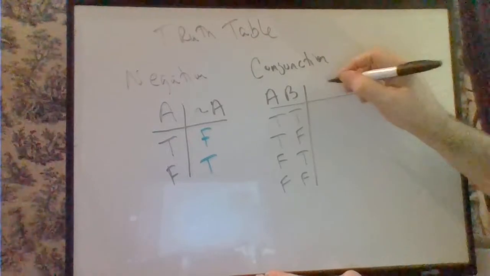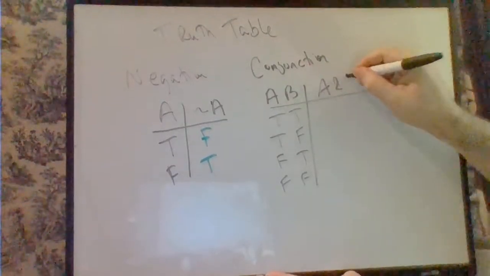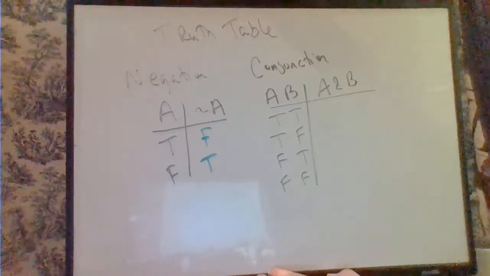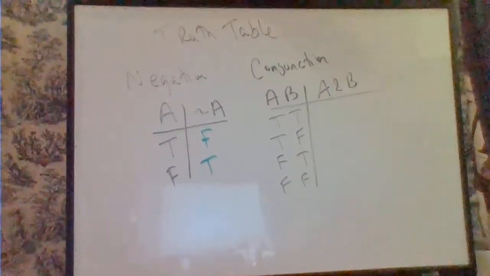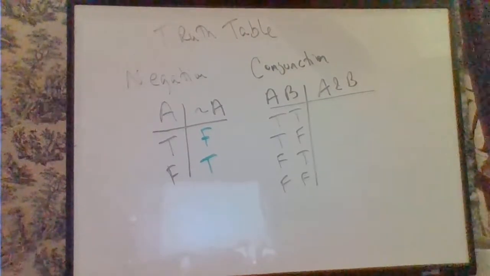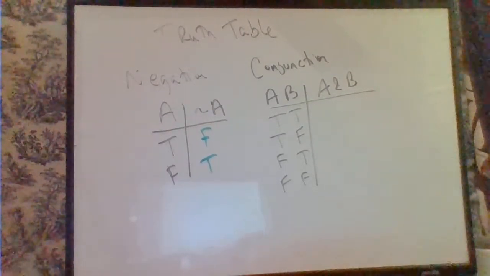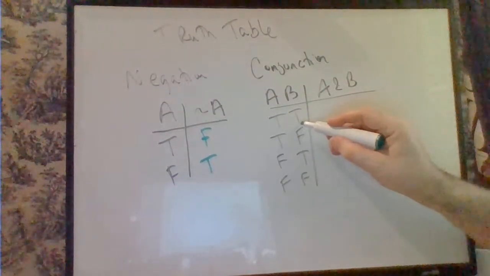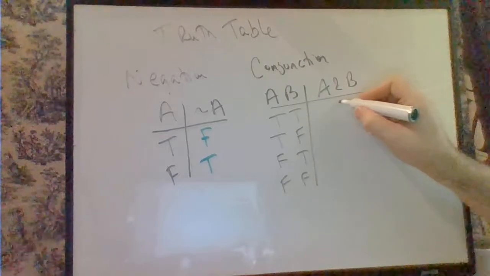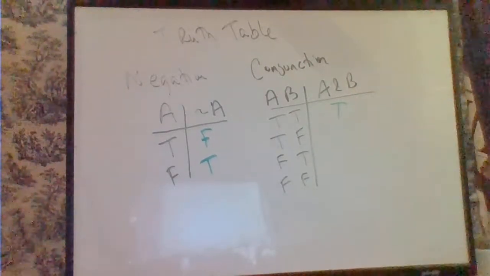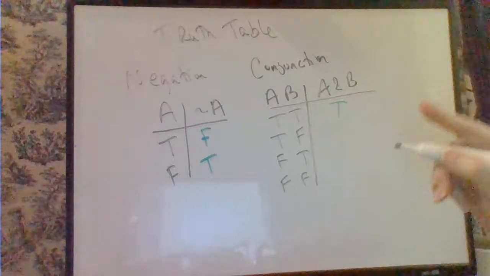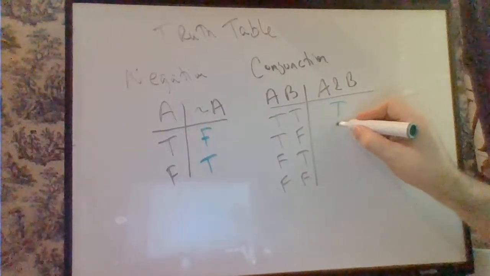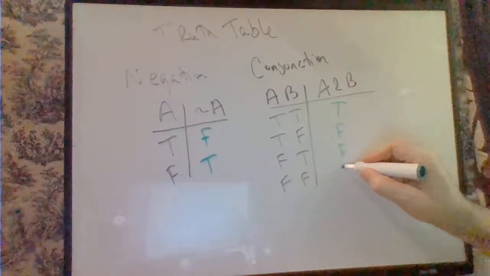Now we're going to join those together with the conjunction A and B, which again is also A dot B if you're using the book. Now think about what a conjunction is. It's saying A and B. It is saying both. So the only time that a conjunction is ever going to be true is in the first scenario. If A and B are both true, then the conjunction A and B is true. But if there is any part that is false, it makes the whole equation false.